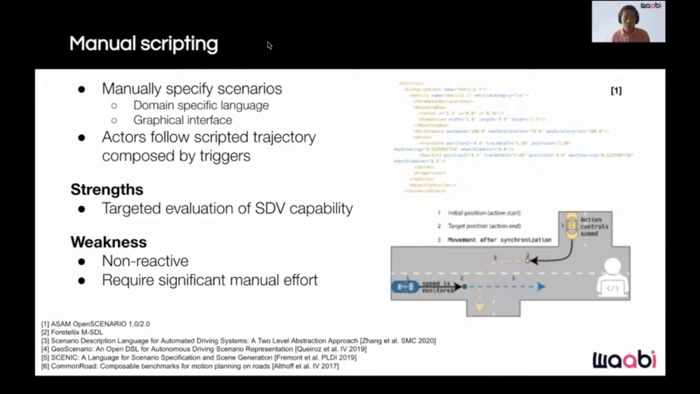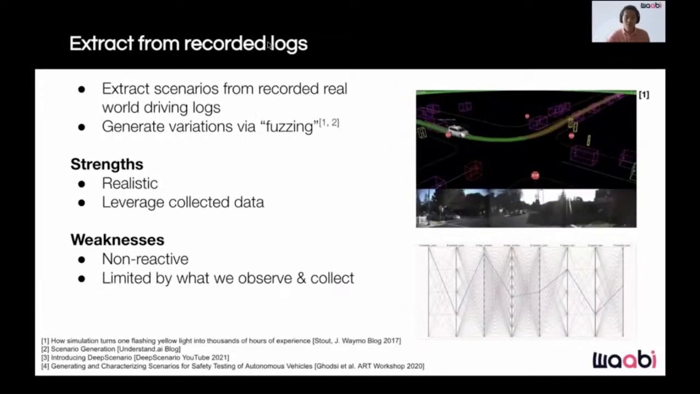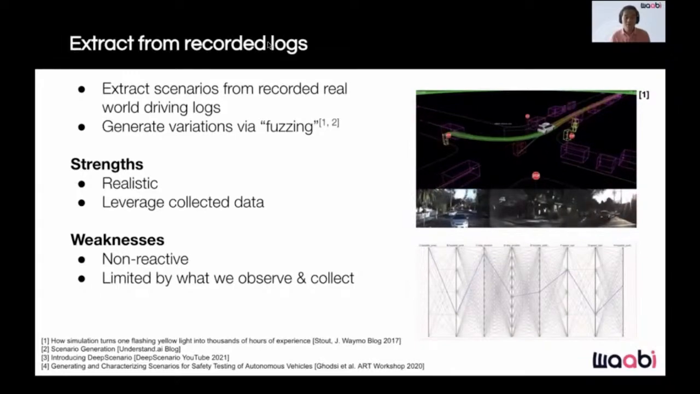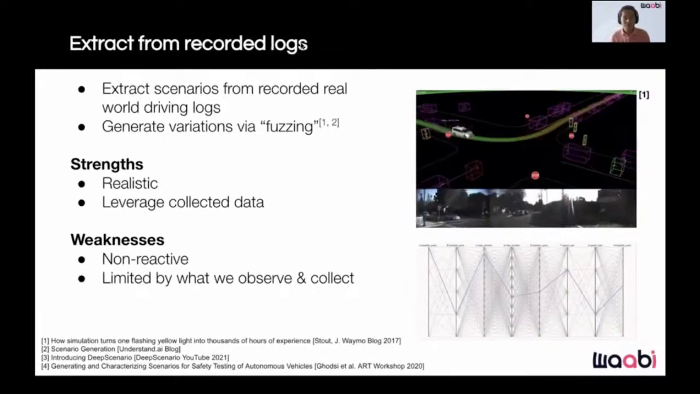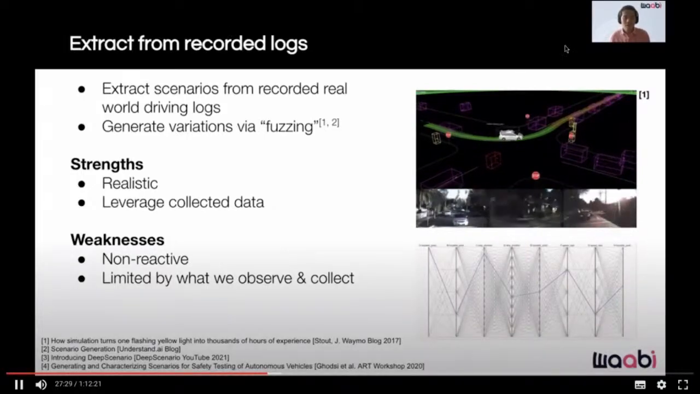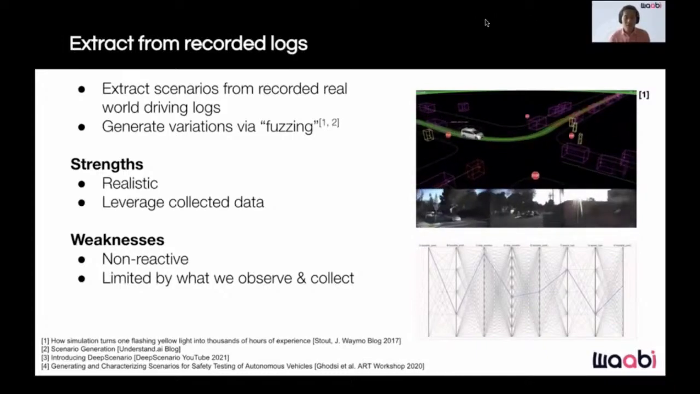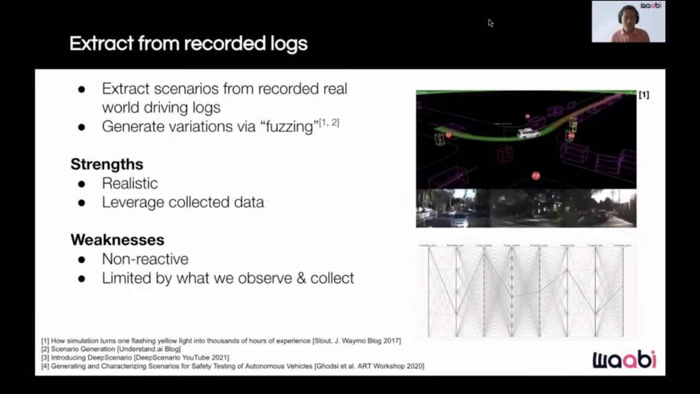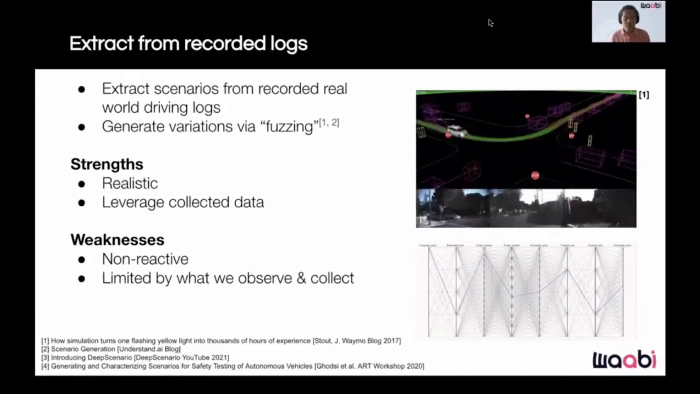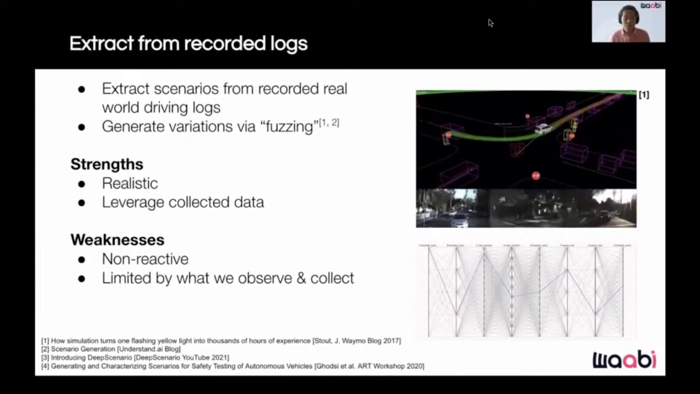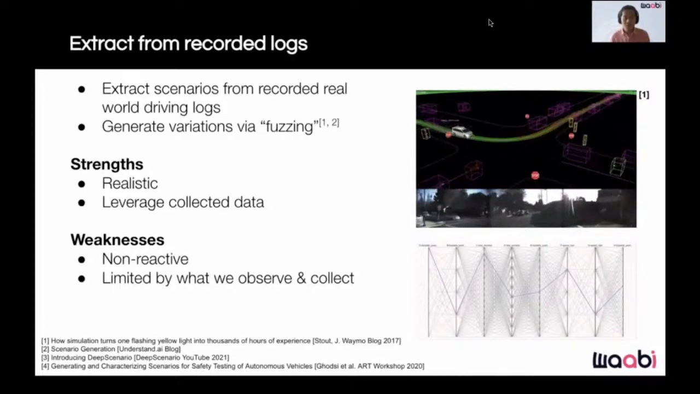Moreover, manual scripting requires significant human effort, and as a result, it cannot scale to capture the full diversity of real-world traffic scenes. To better capture the breadth of real-world scenarios, we can instead extract scenarios from real-world driving logs and then generate random variations of them using a technique called fuzzing. This approach can give us large collections of realistic scenarios that we can scale by simply collecting more data. However, like scripted scenarios, these extracted scenarios are non-reactive. Furthermore, this approach limits us to testing within the neighborhood of scenarios that we've observed in the real world, which may be insufficient for testing rare or safety-critical cases.